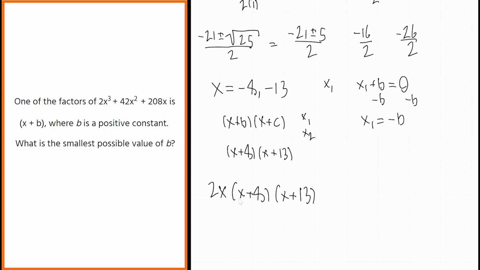As a matter of fact, we have two different terms that are in the form x plus b. We need to find the one where b is the smallest possible positive value, and that would be this term. In other words, the b value we're looking for is 8. 8 is our final answer.